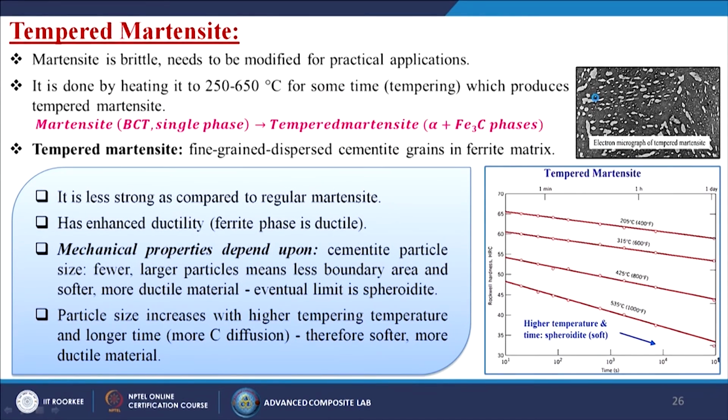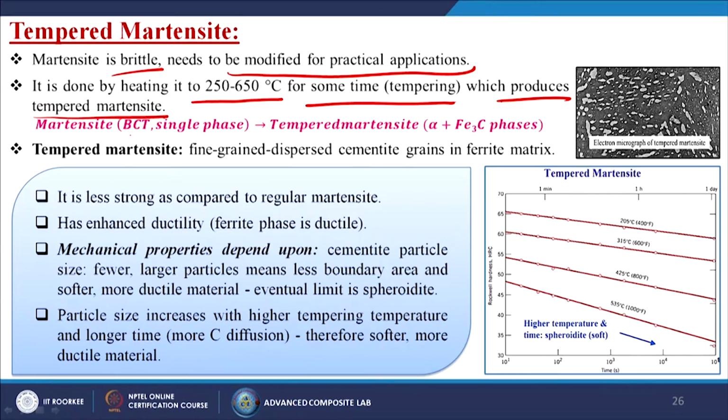Now, next one is called tempered martensite. Martensite is brittle and needs to be modified for practical applications. It is done by heating at 250 to 650 degrees centigrade for some time, called tempering, which produces tempered martensite. Martensite, which is BCT and single phase, converts into tempered martensite, that is alpha plus Fe3C phases. Fe3C is nothing but cementite.